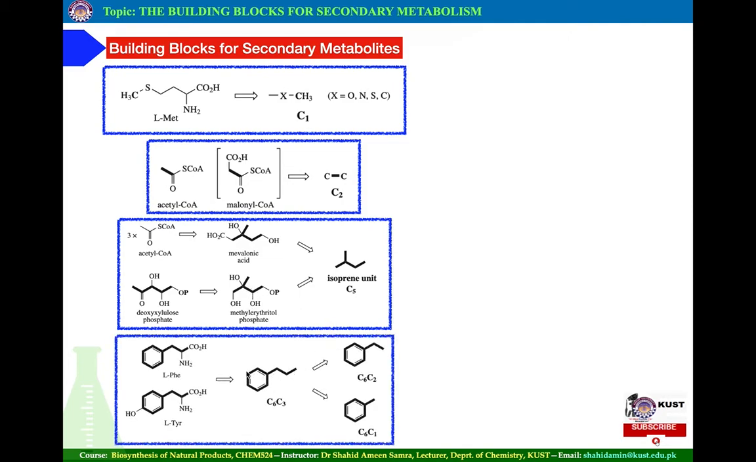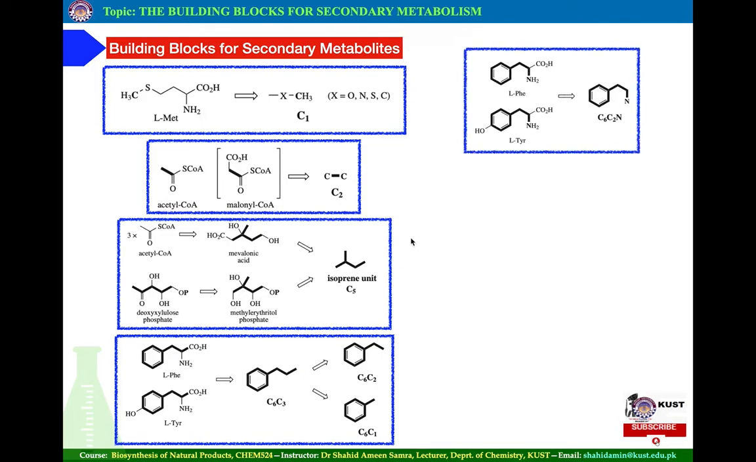Then we have the amino acids like phenylalanine and tyrosine. Both of these amino acids provide us with the C6C3 units. Out of these building blocks, this C6 is aromatic, and C3 is in the form of an aliphatic chain. This could be further modified into C6C2 or C6C1, but the main source is C6C3 that is produced from these two amino acids, phenylalanine and tyrosine.